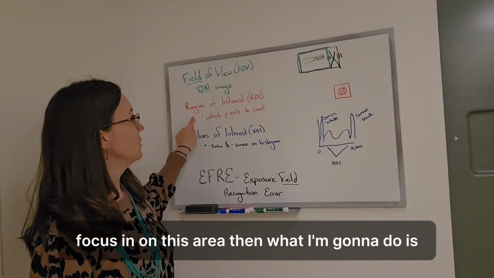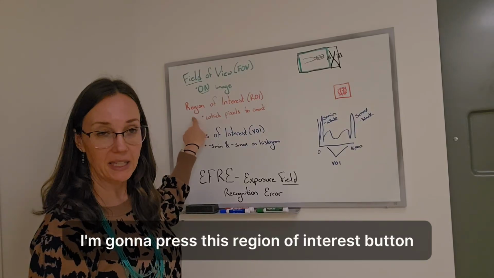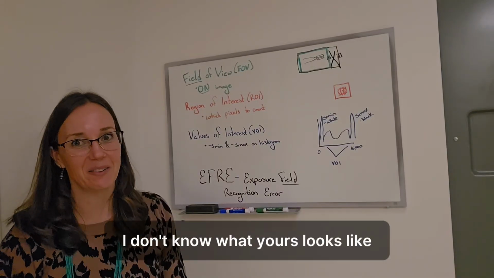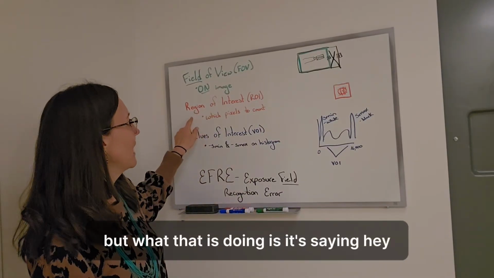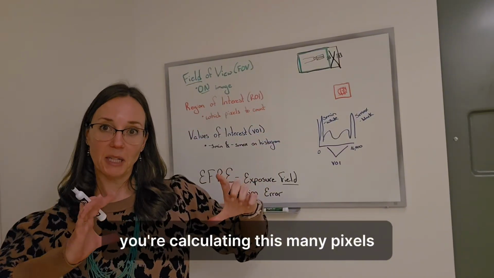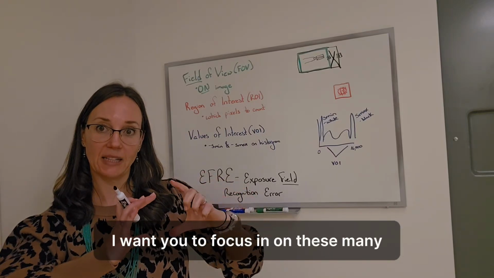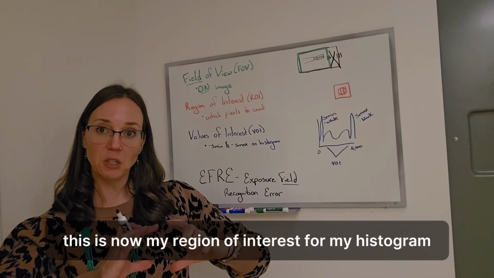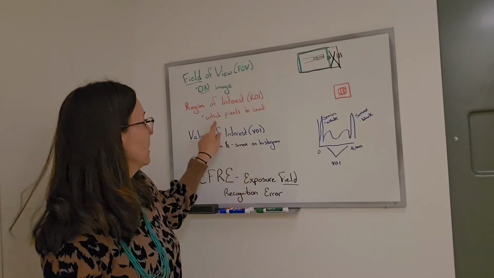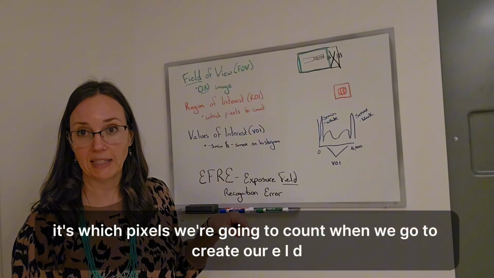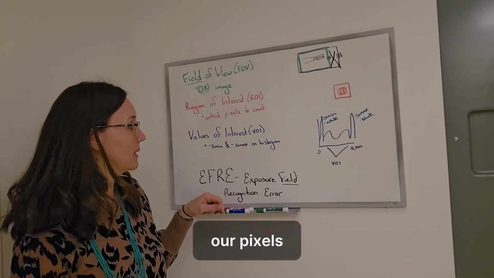Then I'm gonna press this region of interest button. It's like a really weird little eyeball on our computer. Again, I don't know what yours looks like. What that does is tell the computer, hey, you're calculating this many pixels, I want you to focus in on these. This is now my region of interest for my histogram. It's which pixels we're gonna count when we create our EI and DI in our histogram.